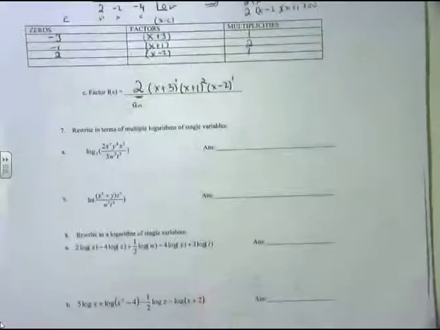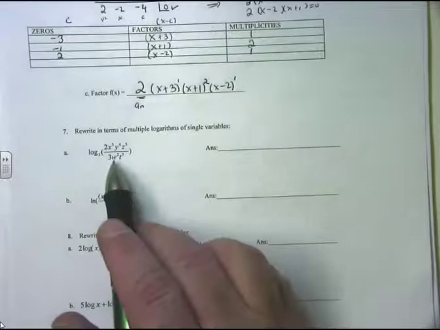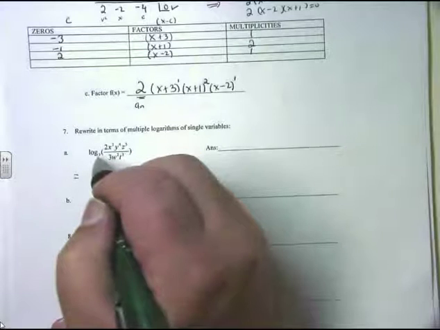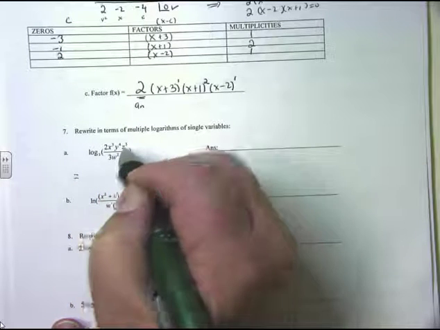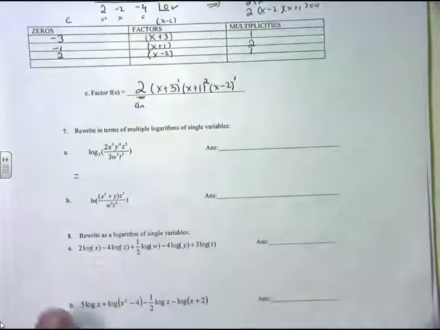Okay, so we now have on this problem, we want to actually write these logarithms in terms of multiple logs of single variables, aka bust this thing up. So this is equal to log base 3 of 2 times x cubed times y to the 4th times z to the 5th divided by 3 w squared t cubed.